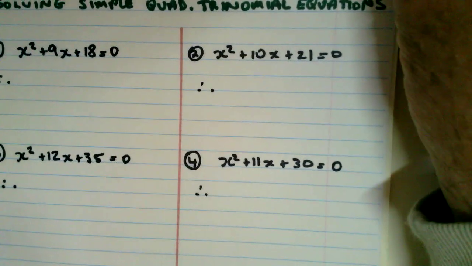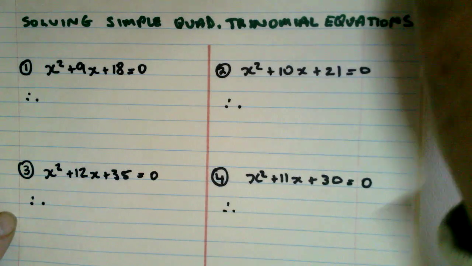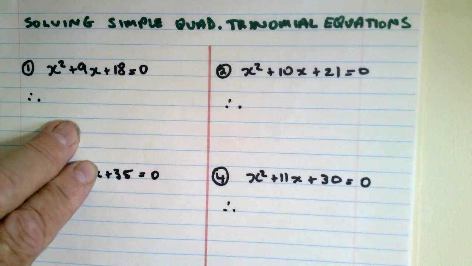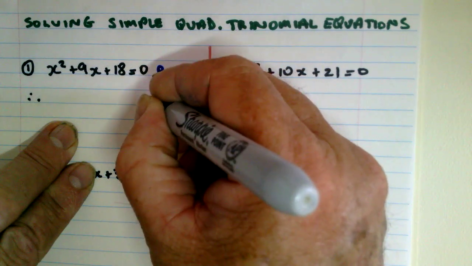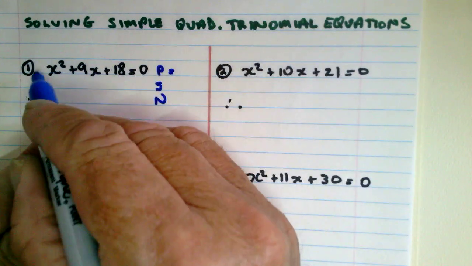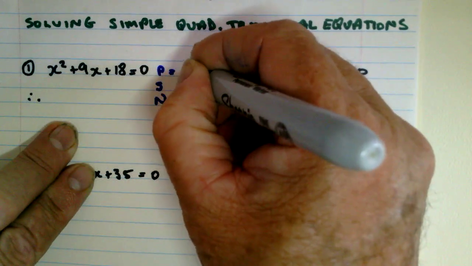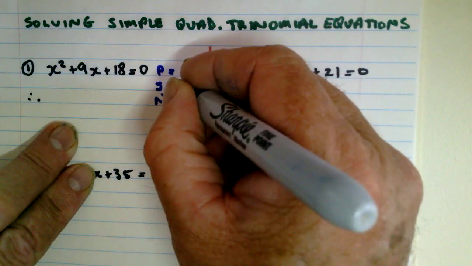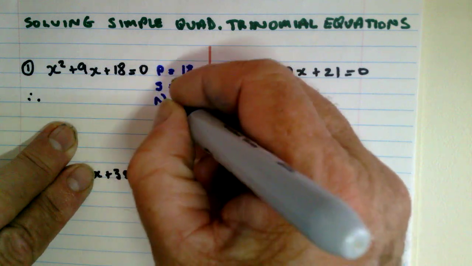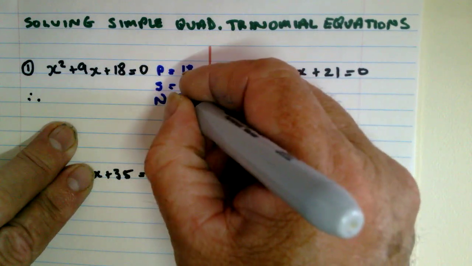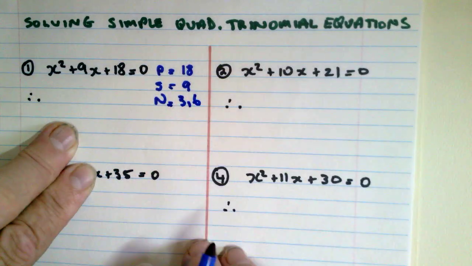So if you don't know how to do that, you might want to look at that other video on factorising simple quadratic trinomials. Let's go through this quickly though, not a bad revision opportunity. So the product, 1 times 18, is 18. The sum is 9, because it's the coefficient of the middle term, and the numbers are going to be 3 and 6. Remember how we did that?